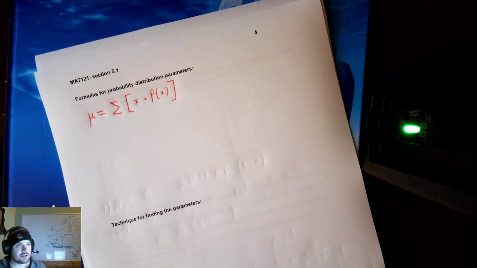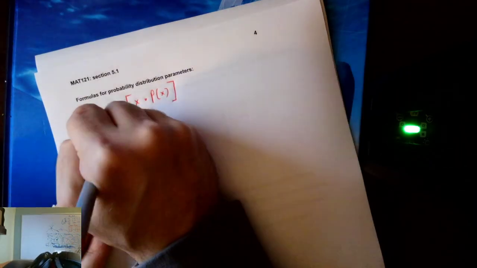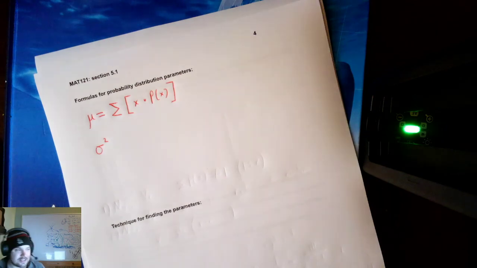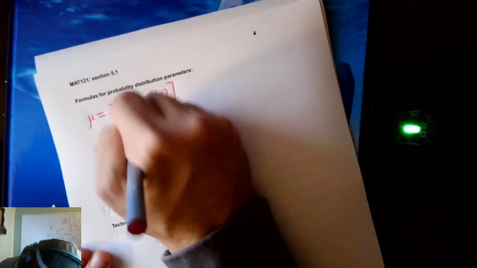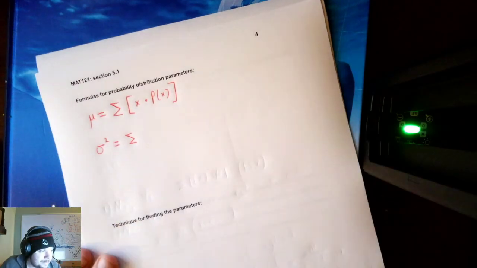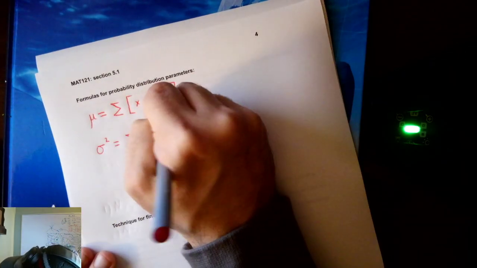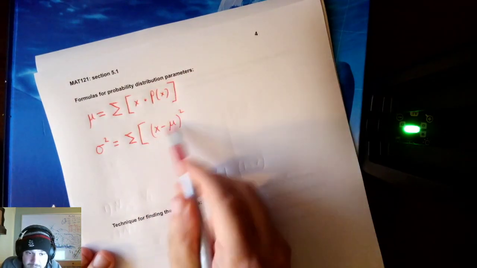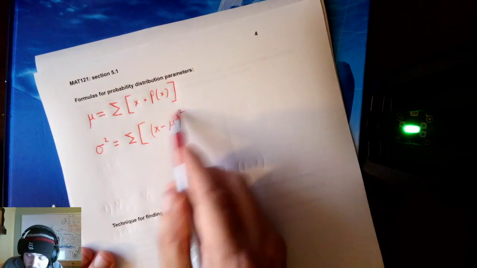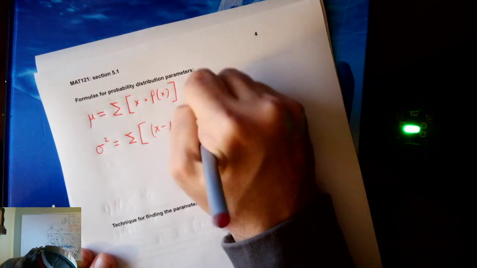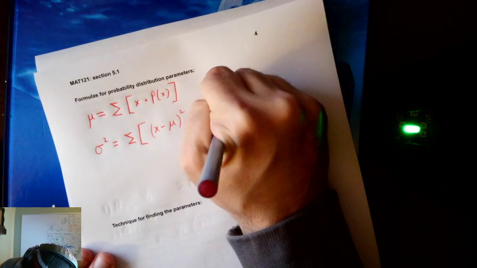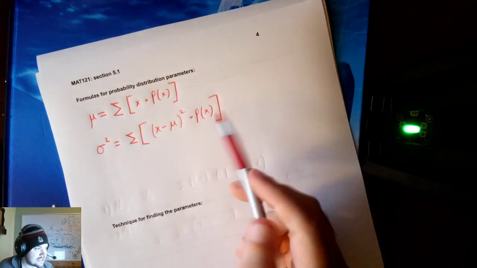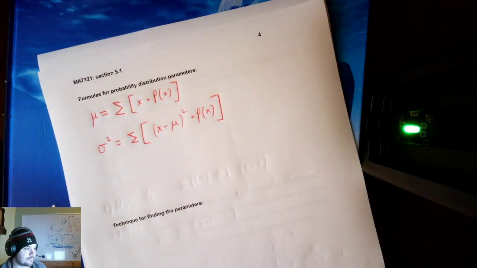Next is the variance. Variance is sigma squared, right? The formula for the variance, well, I'm adding up x minus mu, squared. This should look familiar. This is part of our standard deviation table, right? This chunk here. Now, I'm going to add a p of x multiplication, and then close my brackets. So I'm going to add up all of these values. So I need to do some calculation for the variance.